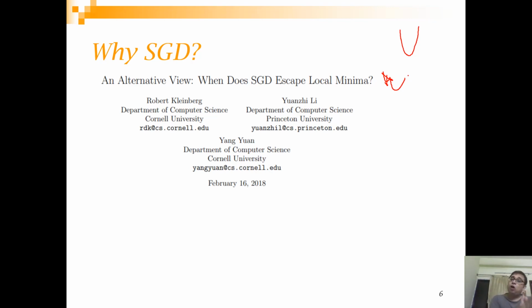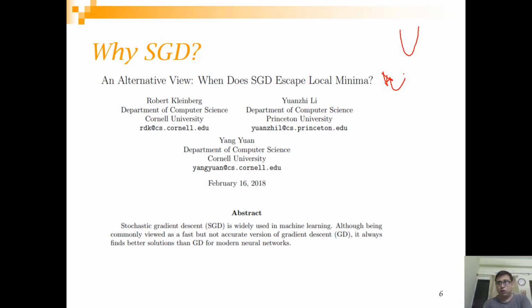So that's why you use SGD. And if you see the last line, although being commonly viewed as a fast but not accurate version of gradient descent, it always finds a better solution than gradient descent for modern neural networks.